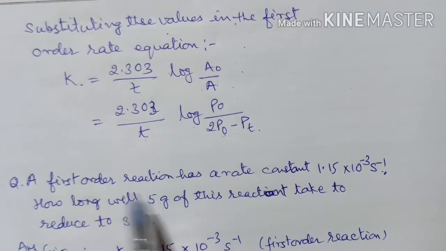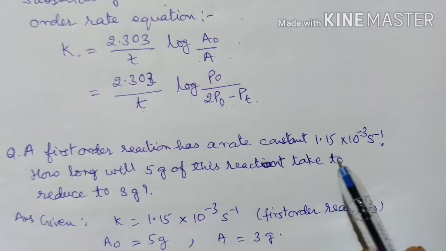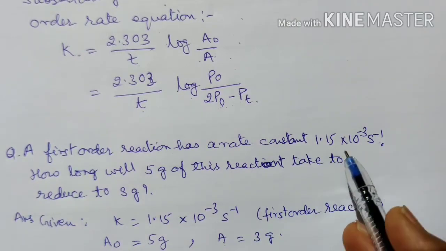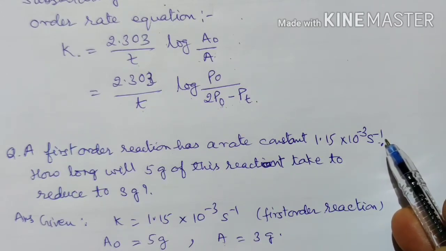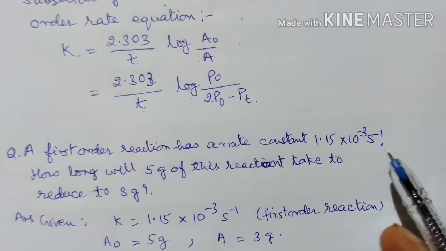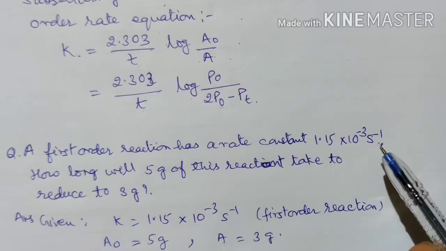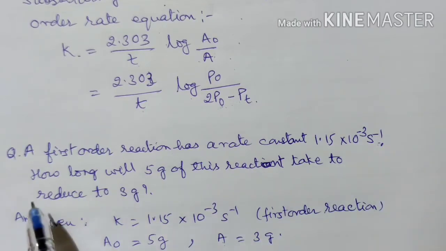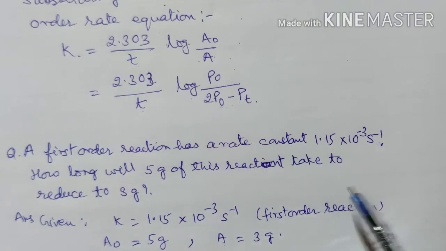Now this is the first order reaction. The rate constant, that is K, is given as 1.15 into 10 to the power minus 3 second inverse. On the basis of the unit you can say whether this is a first order reaction, a zero order or a second order reaction. If the unit is only second inverse, that means it is a first order reaction. Then how long will 5 gram of this reactant take to reduce to 3 gram?